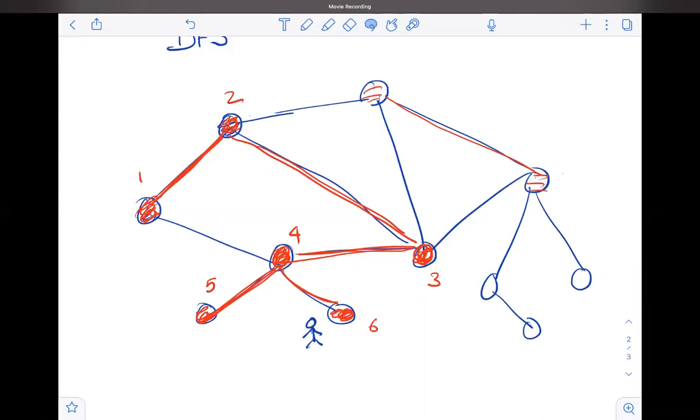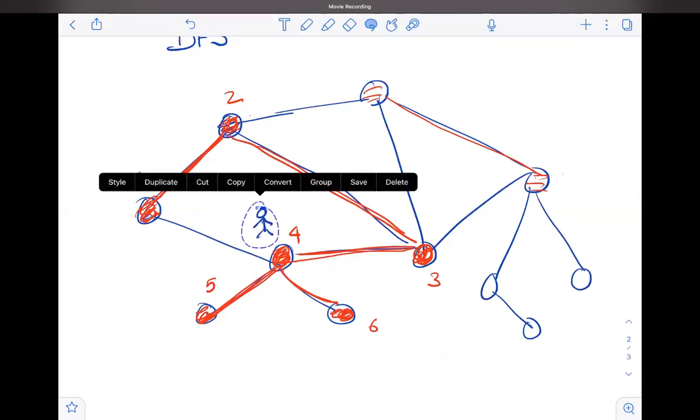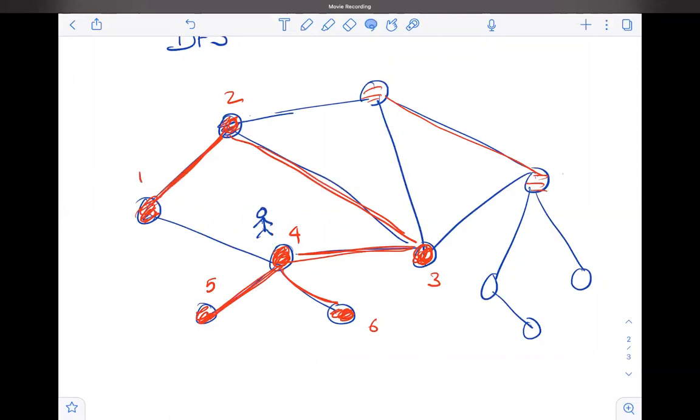Then I can again say that, okay, 6 doesn't have any more neighbors, so I need to go back again. At any point of time, going back is to the one from which I have come, right? And at that time, what should I do? Can somebody say what should I do? Go to 1.